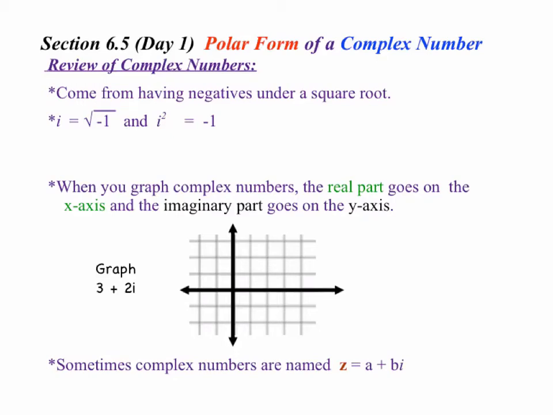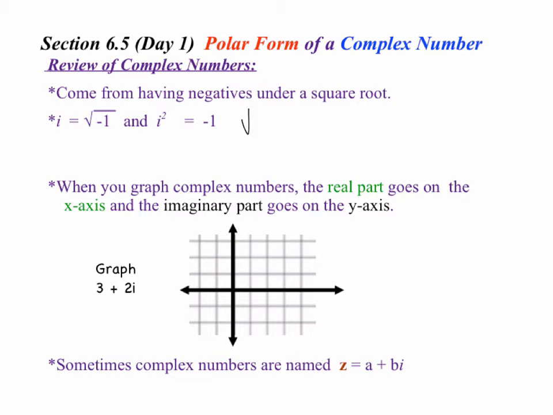With 6.5, we first need to review some things about complex numbers, or imaginary numbers. First of all, they come from having a negative under a square root. And so the number i is defined to be the square root of negative 1. If you were to square i, that would mean you were squaring a square root, which would cancel the square root and leave you with just plain old negative 1.